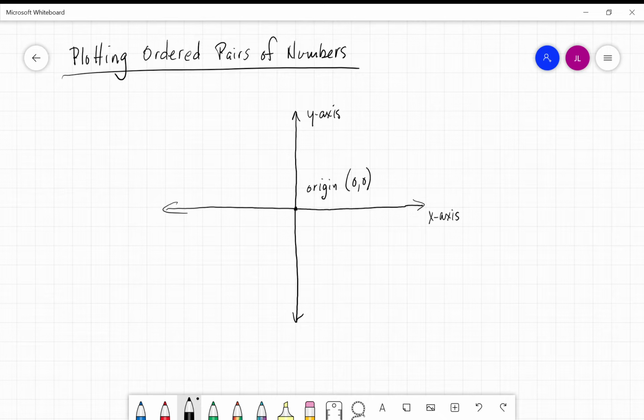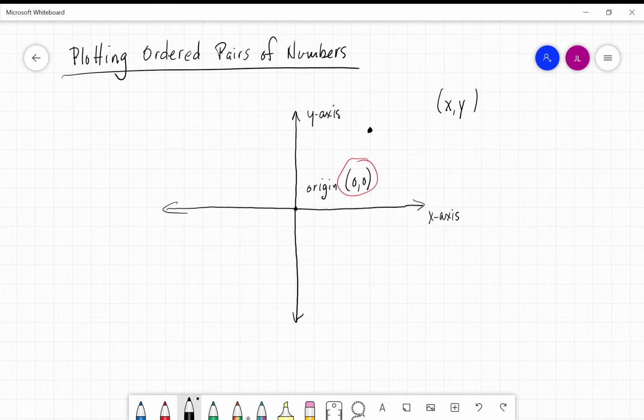Now, let's look at another point. Let's take this point here, whatever it may be. If we want to find out the coordinates for this point, well, when we look at it, we have what we call an ordered pair, as in parentheses. This is an example of an ordered pair. And in an ordered pair, we always have our x value followed by our y value.